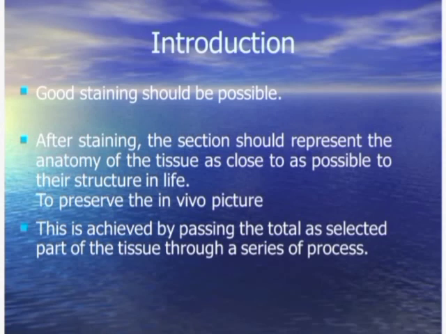We sacrifice a rabbit and we take the tissues, and then we put these tissues in 10% formaldehyde solution, which is a fixative. There are many fixatives being used, but the most commonly used is 10% formalin solution. We put the tissues or the organs in a jar containing formaldehyde for 24 hours. This will preserve the in vivo picture of the tissue or the organ.